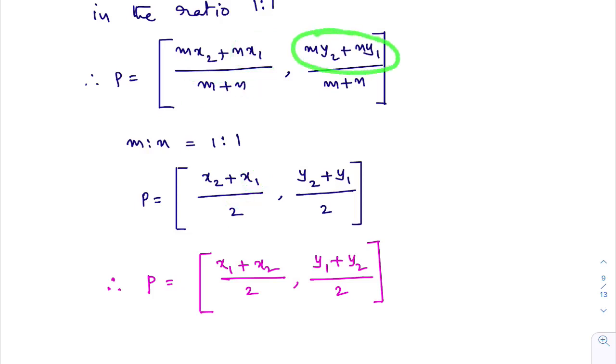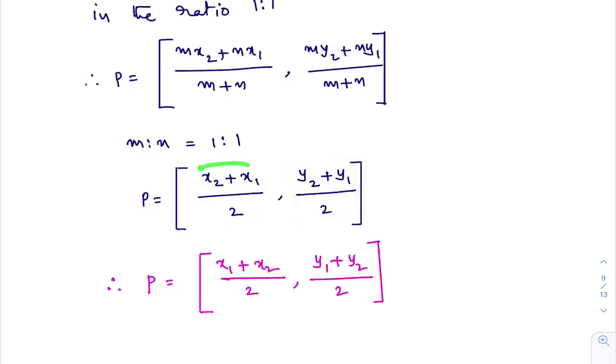Now look this one. my2 plus ny1 is there. my2. M is 1. 1 into y2 is y2. Okay. Plus ny1. N means 1. 1 into y1 is y1 divided by 1 plus 1. 1 plus 1 is 2. So, you look here. What is P I got? I got that ((x1 plus x2) by 2, (y1 plus y2) by 2).